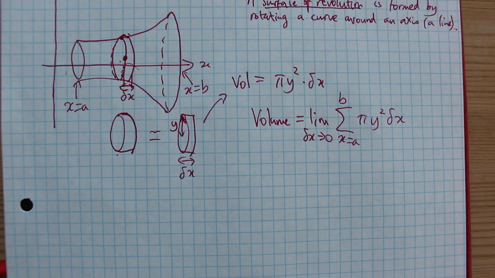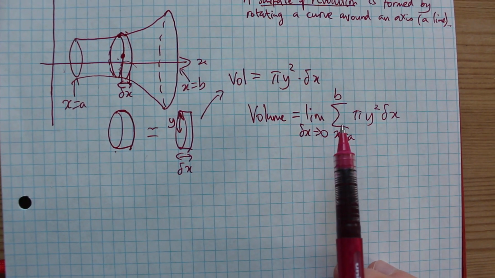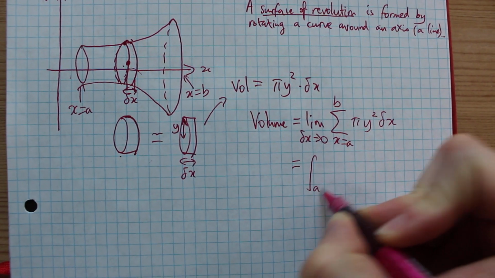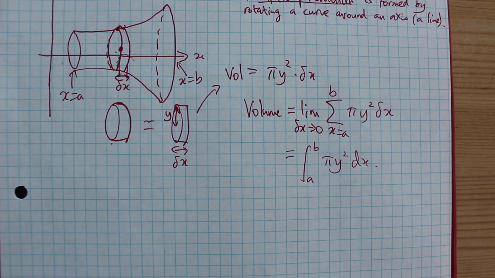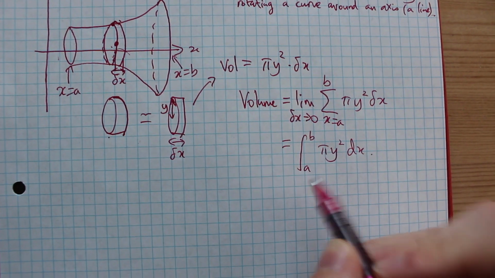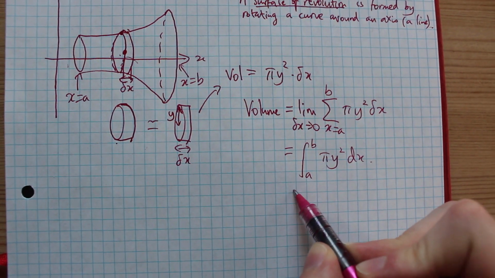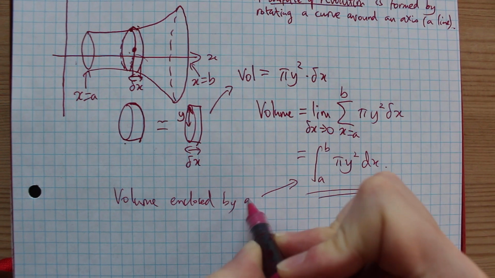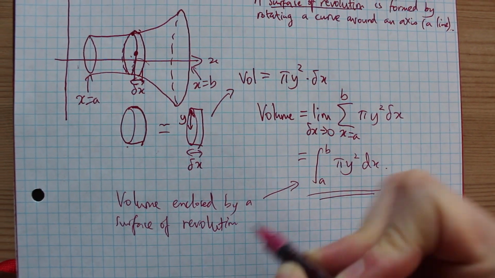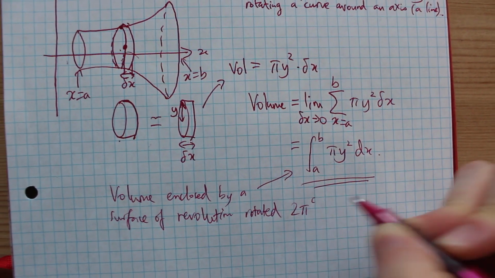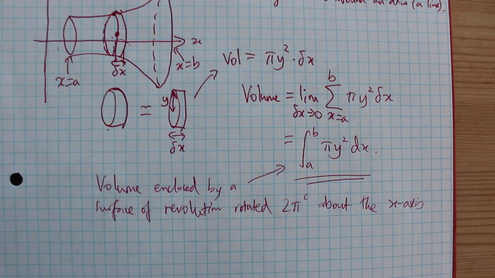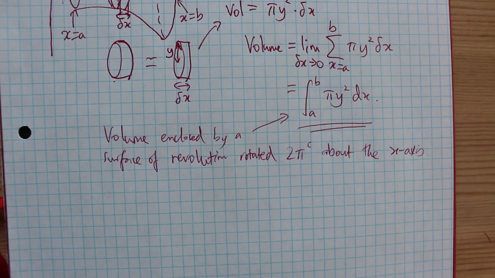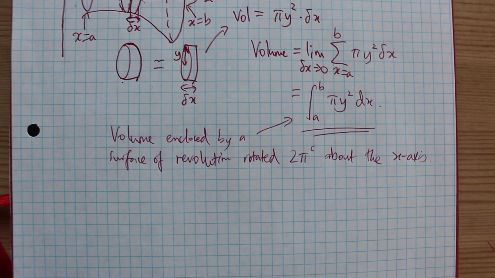And now, if you think back to integration, the limit as delta x goes to 0 of the sum of something with a delta x in the sum, what is this object? It's an integral. This is the integral from a to b of pi y squared dx. So what we've done is we've shown the volume enclosed by this surface of revolution is given by this formula. So this is the volume enclosed by a surface of revolution rotated 360 degrees or 2 pi radians about the x-axis. And analogously, it can be shown that if we instead rotate around the y-axis, the volume will be the integral of pi x squared dy, where the limits are for y, but we'll come on to that later.